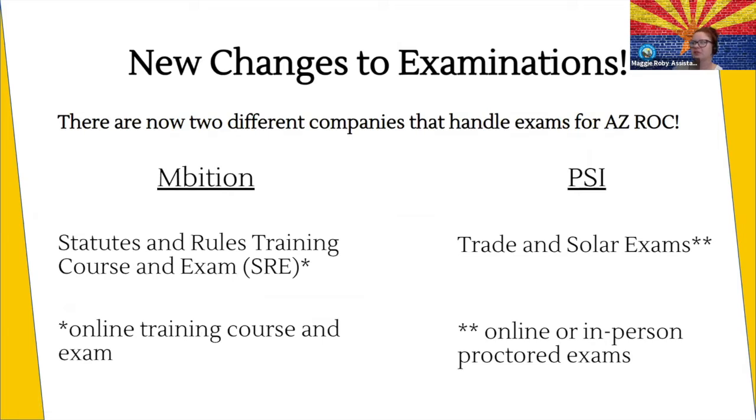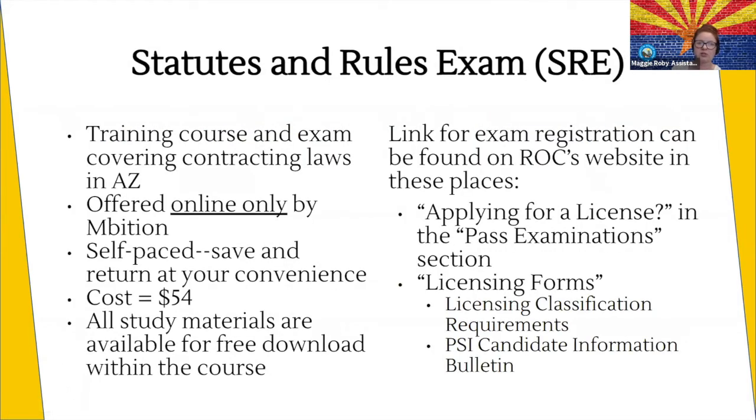This just goes over our new changes to our examinations. We now use a company called Ambition, and they are going to be issuing the Statutes and Rules training course and exam. This is an online training course and exam that you will take. You'll watch some videos, go through some important information, and then take a quick quiz. That is done specifically through Ambition. There is a link to that information on our website, and their contact information is on our website as well. This is just pertaining to the Statutes and Rules exam. For the trade and solar exams, we are still using a company called PSI. They do offer online or in-person proctored exams, so their information is also on our website as well.